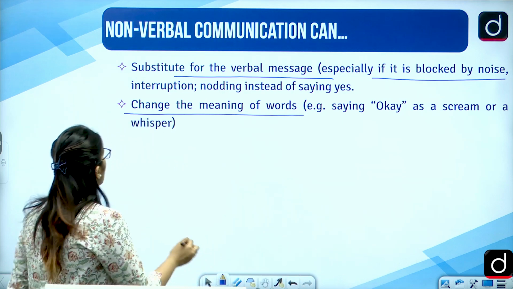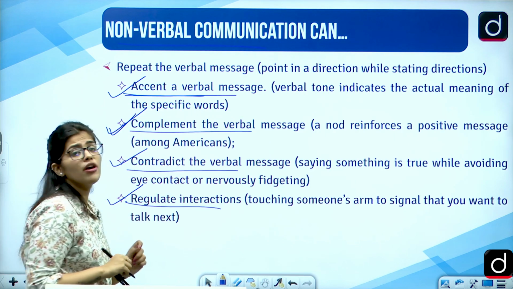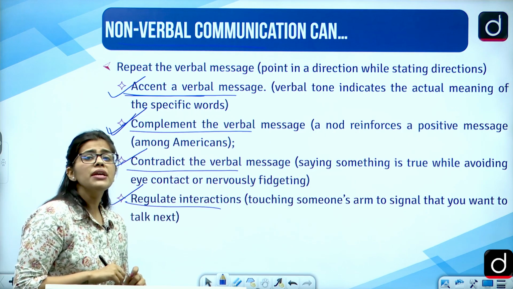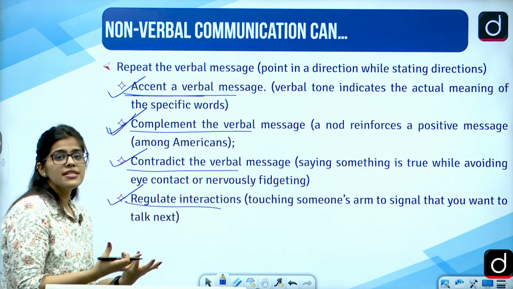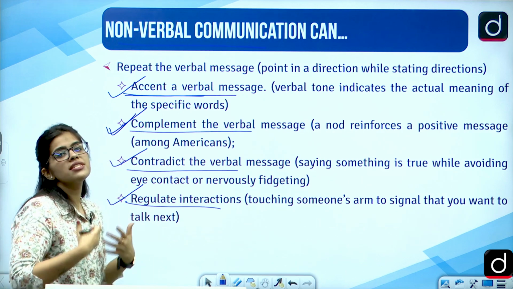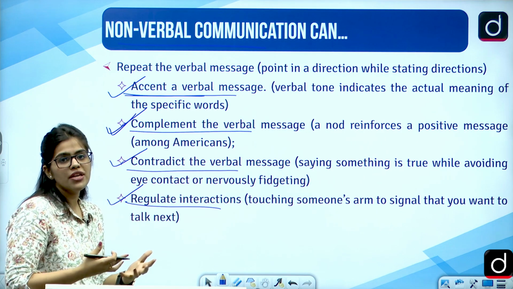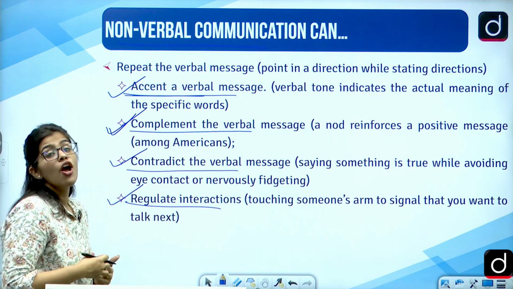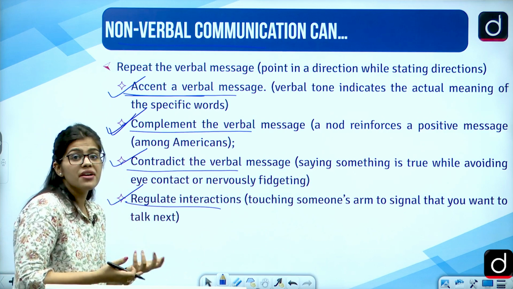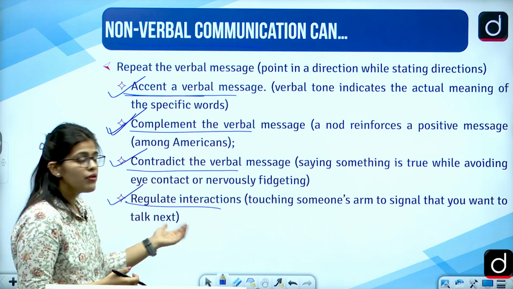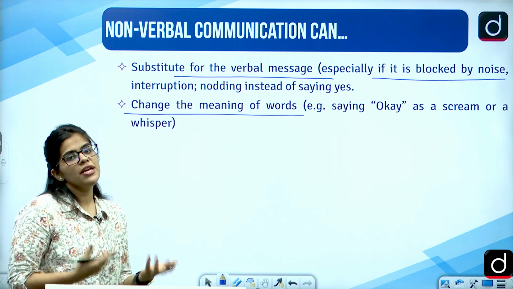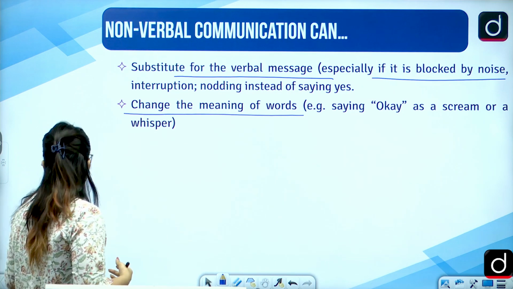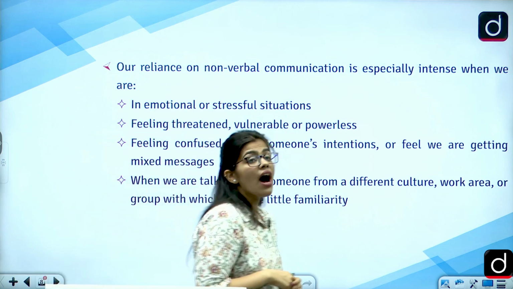So we all know that all of these non-verbal cues that we have can be used in different manners. First of all, the message you are putting can change its meaning if the non-verbal communication is not complementing it. Also, you can use it to contradict it. You can use it to regulate the interactions that you are having, substitute and change the meaning of the words as well.